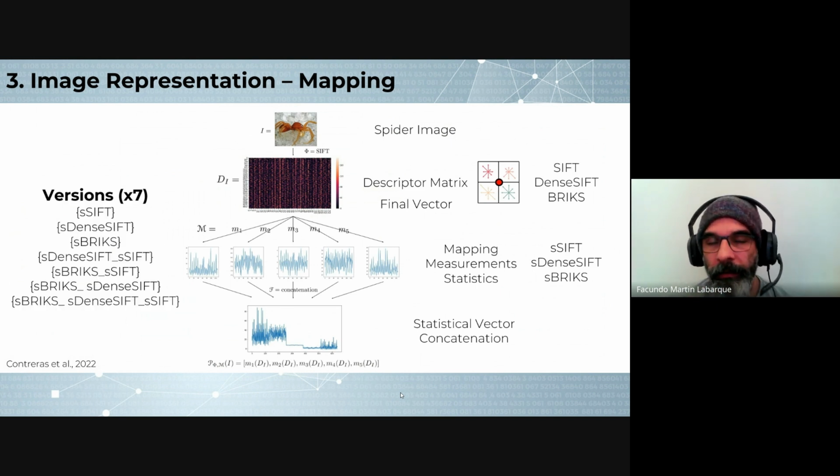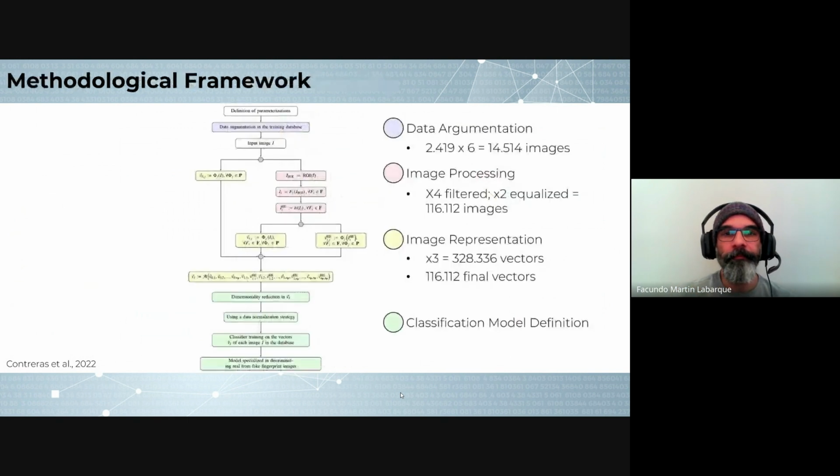But we did not only this. We also tested 7 different versions of combinations of descriptors by themselves and also in the total combination of all of them. Okay, finalizing the methodological framework, we did a classification model definition.